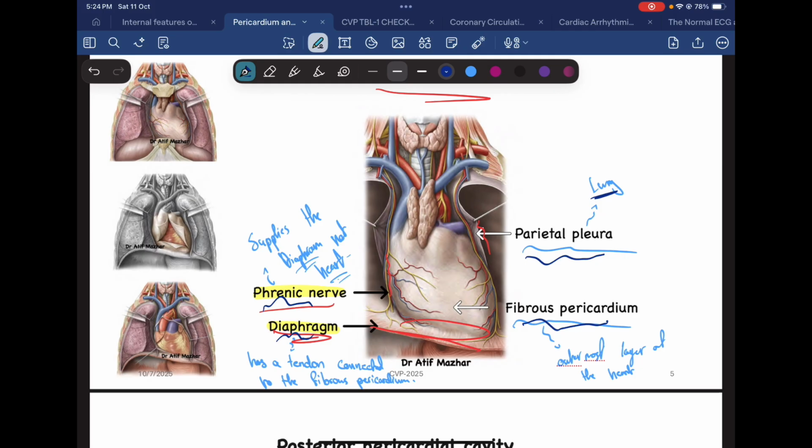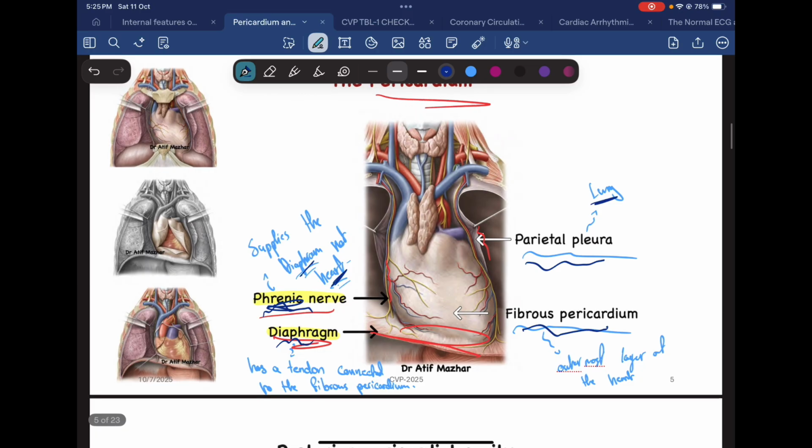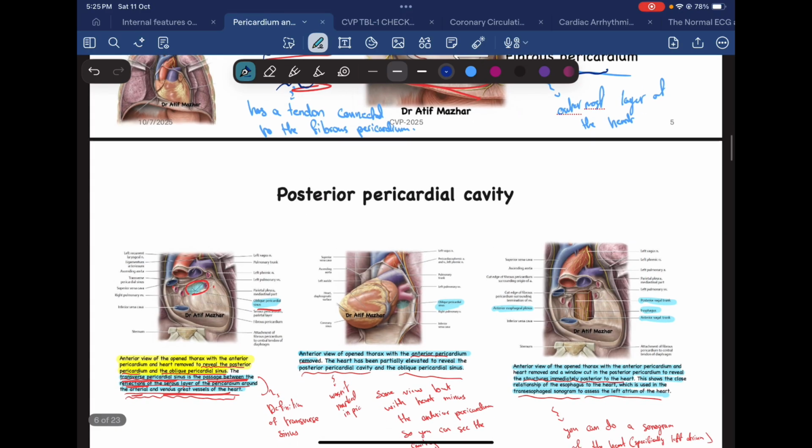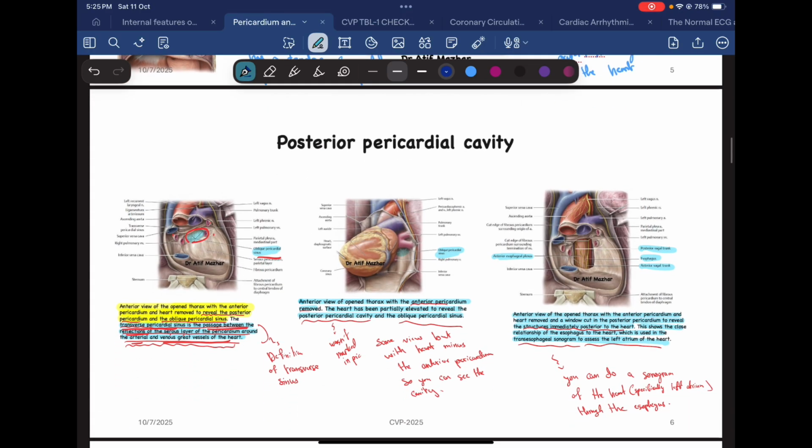Now, the doctor emphasized a question he gave to the past batches, and they all said it's the phrenic nerve. Now, phrenic nerve was the wrong answer because I think the question was asking about which nerve innervates the heart. The phrenic nerve does not innervate the heart. Gotta keep that in mind. It supplies the diaphragm, not the heart. So it would affect breathing, but not beating. Now let's talk about the posterior pericardial cavity.